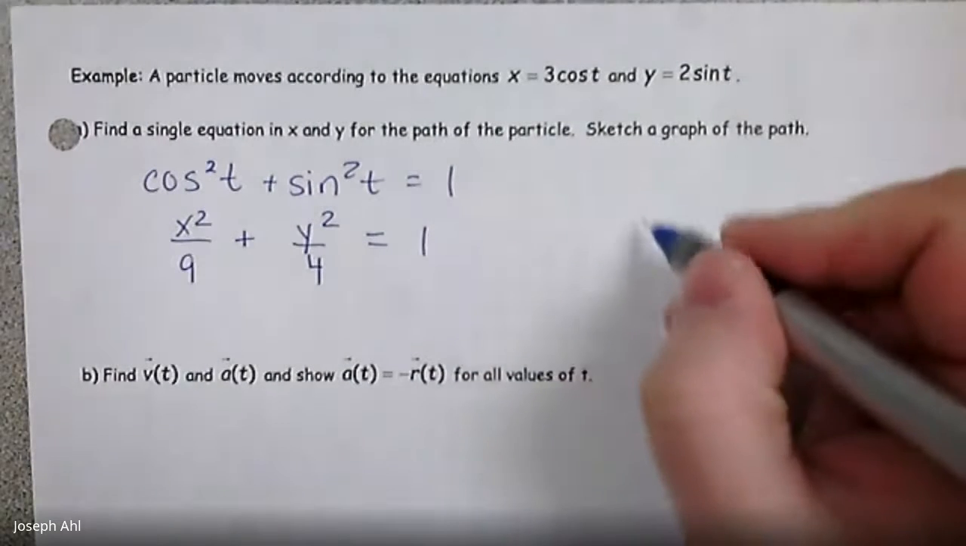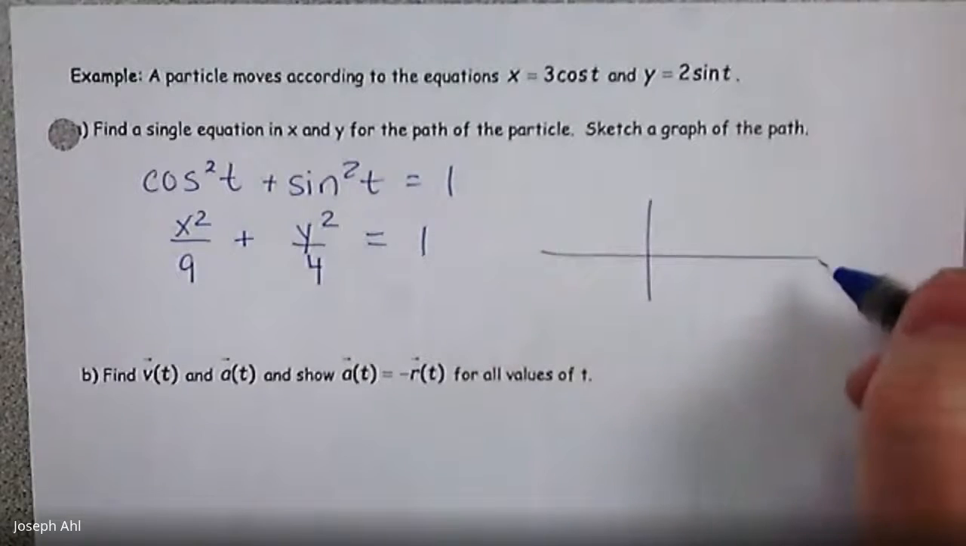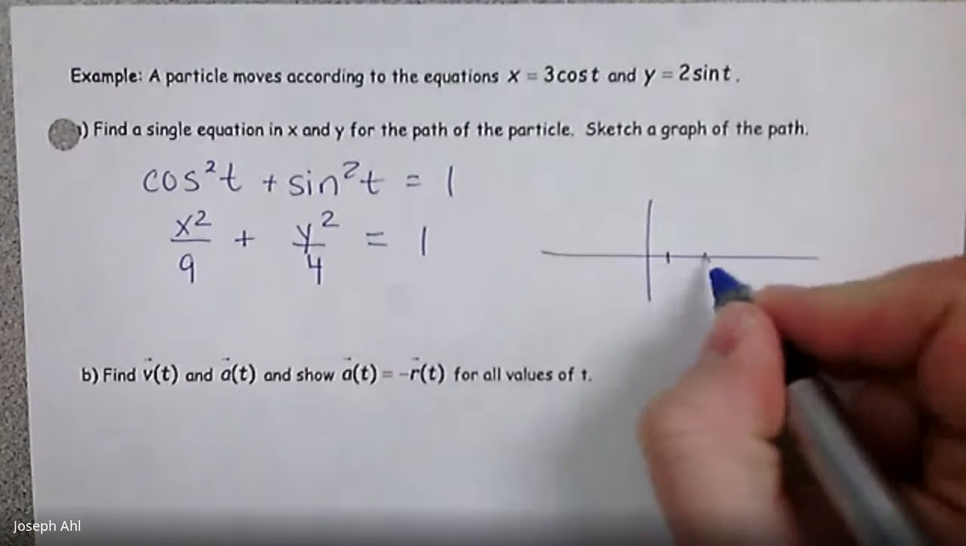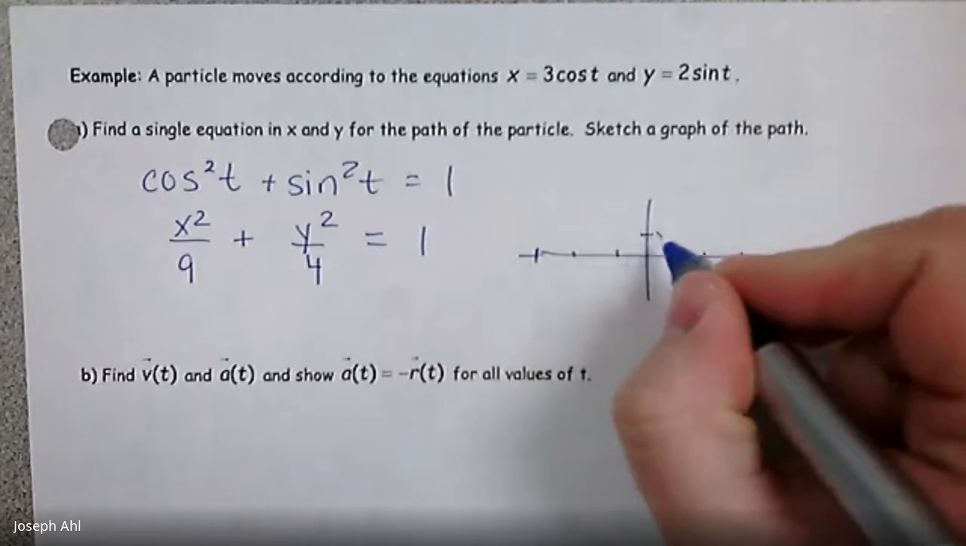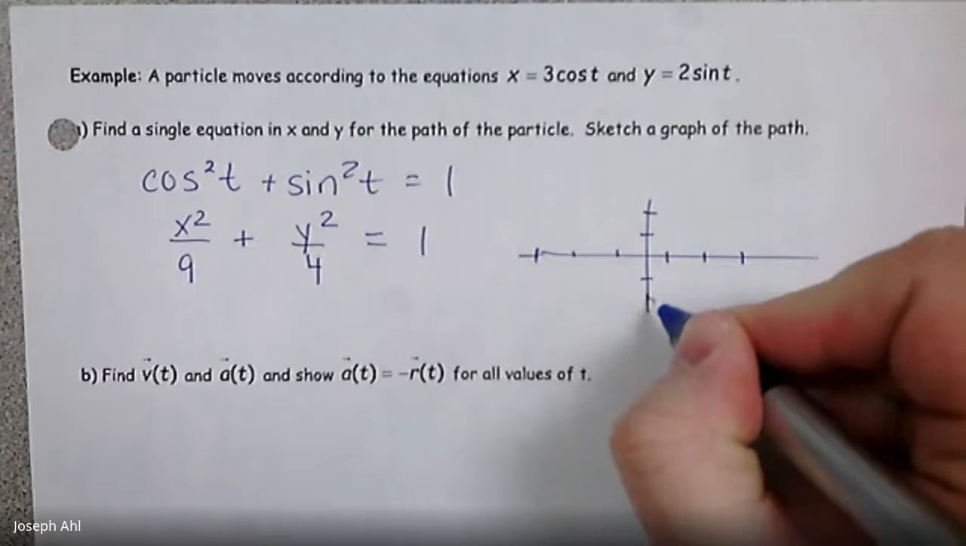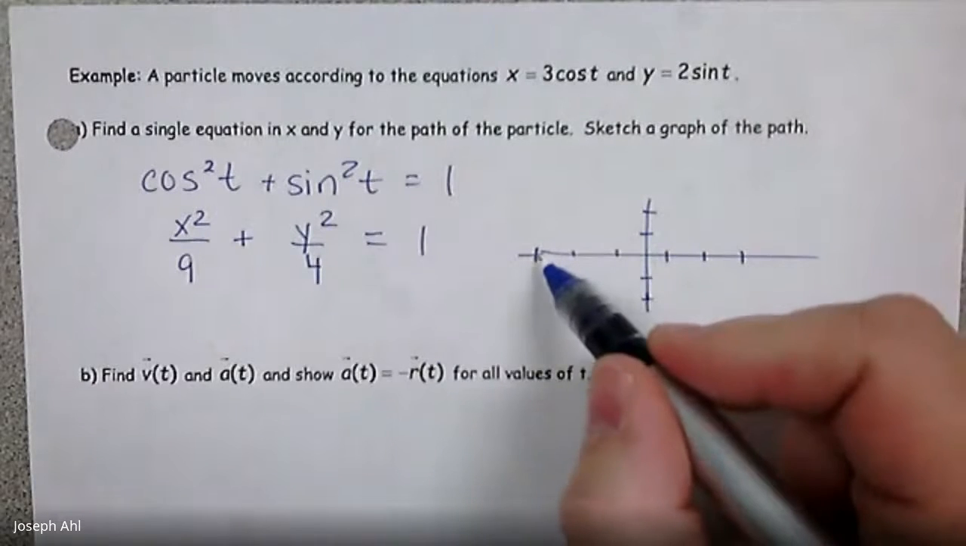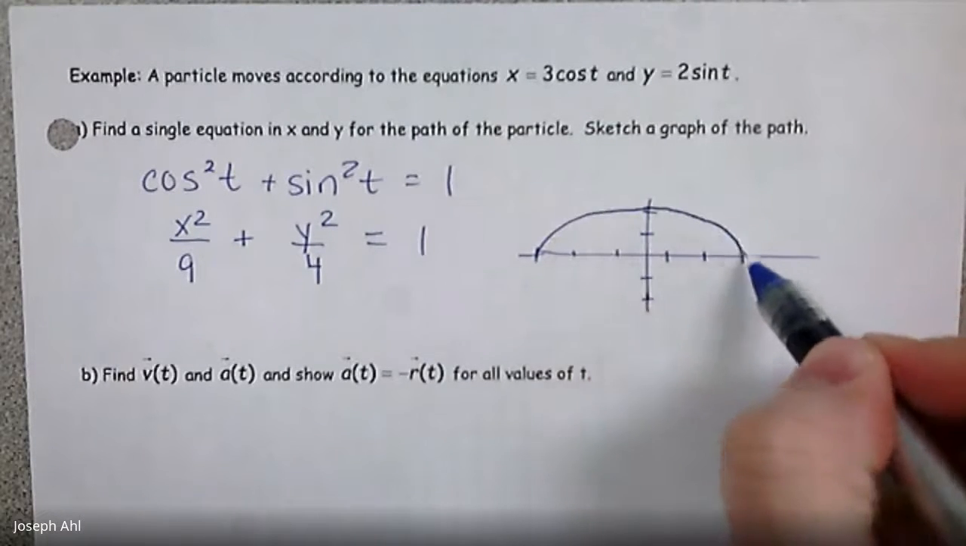Hopefully this is standing out to you as the equation of an ellipse centered at the origin, whose major axis has a length of 6, the horizontal one, and the minor axis, which is vertical, has a length of 4.